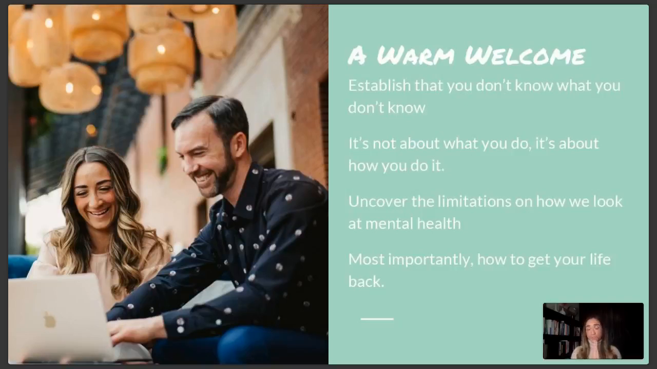So just for everyone to know what we're going to cover. The biggest thing we want to talk about is really understanding you don't know what you don't know unless you have the right testing. And when it comes to discovering the root cause, when it comes down to the healing process, it's not about what you do, it's about how you do it. Because we have to make sure that we are taking all components into consideration so that we can really help someone recover, and recover by fixing the foundation of what caused this in the first place.